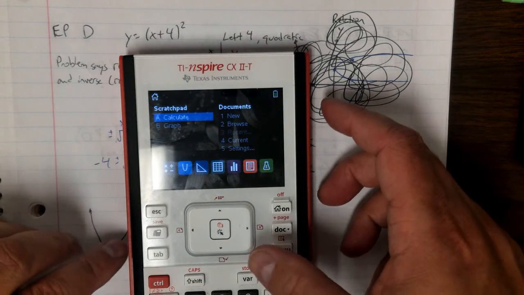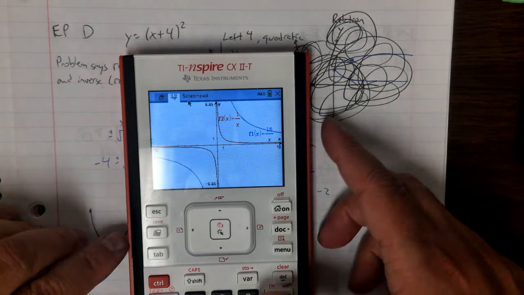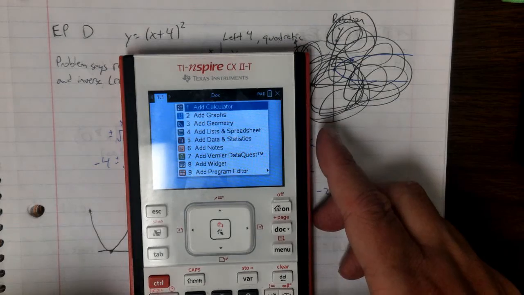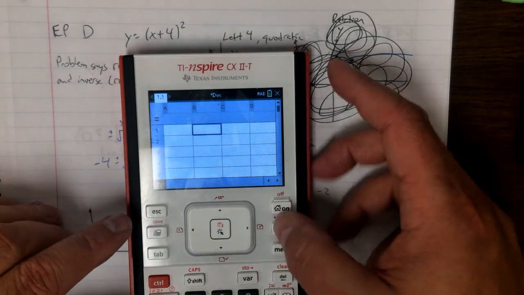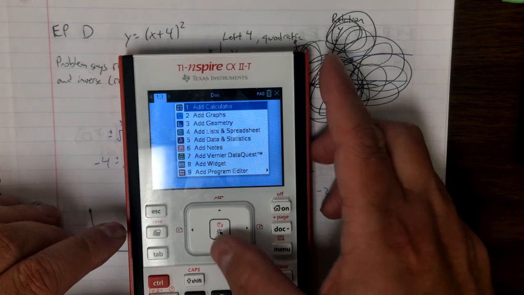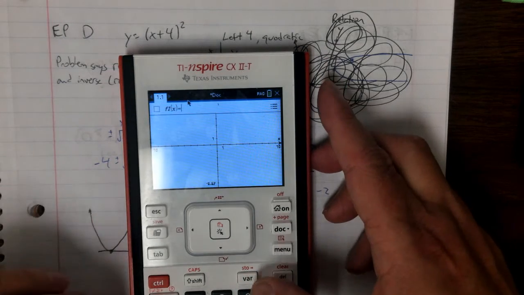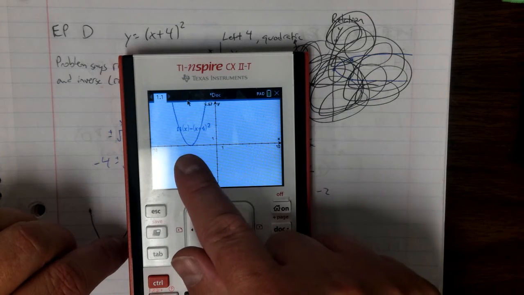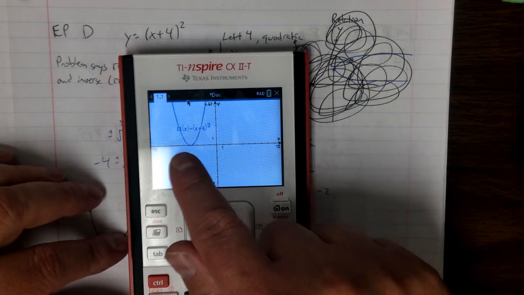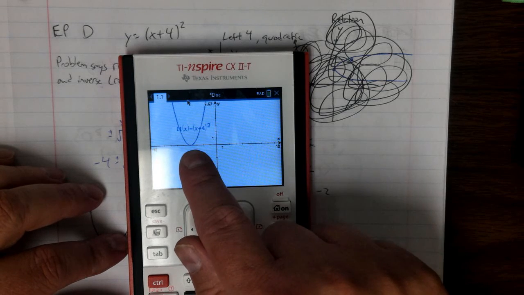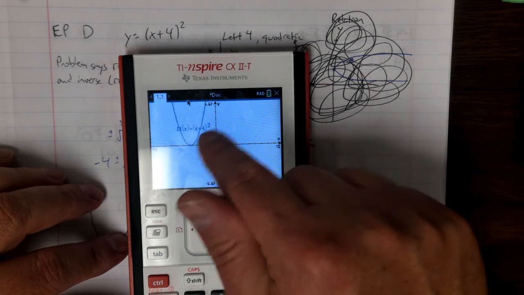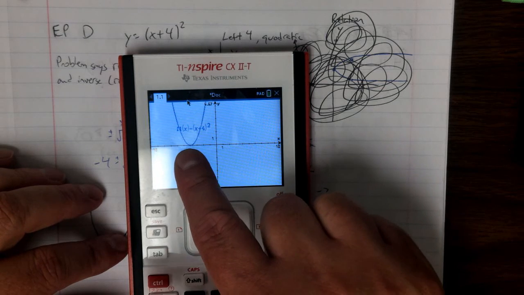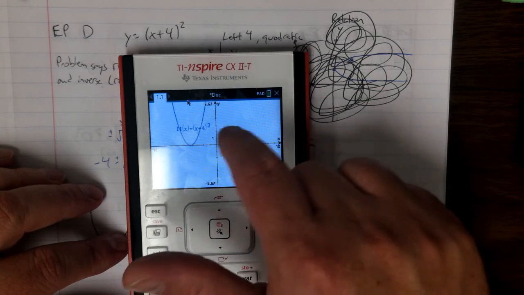So how you can check that is you go add graph, go (x plus 4) squared. That does indeed go left 4, so that's your vertex and your minimum of the quadratic function, which again is a U, and it's a parabola. And so that's your original, and since it's up, then your inverse is going to open right.